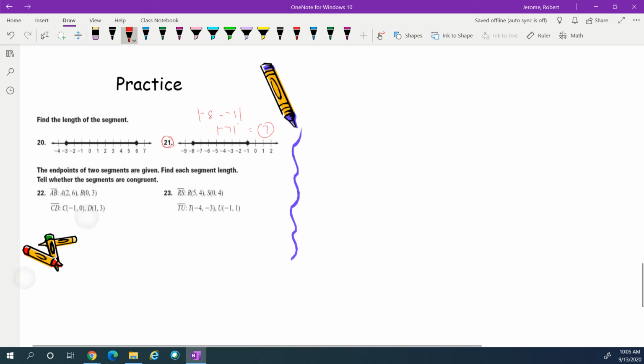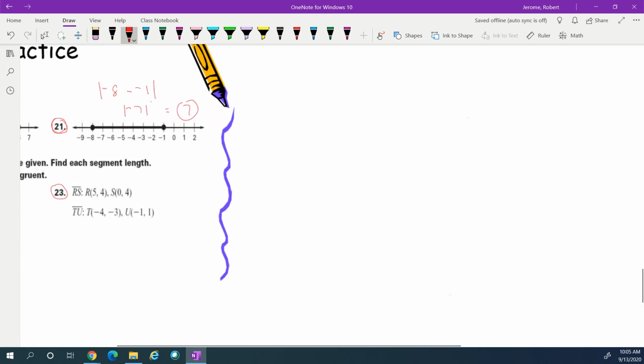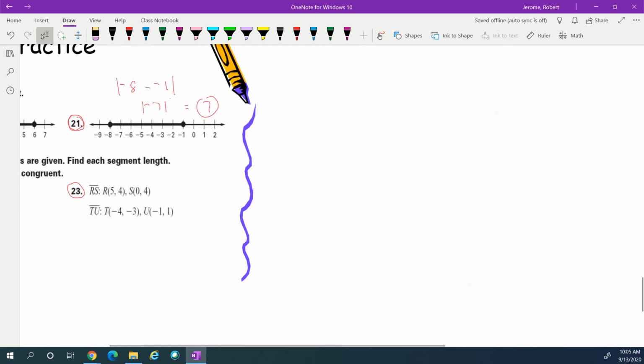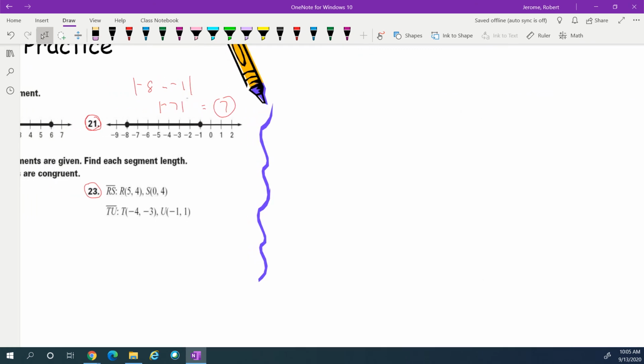So we're going to do number 23. And I'm just going to make this a little bit bigger so I have room to work. So let's work on RS. Instead of saying D, I'll write the formula out for us. So distance equals a big square root, x2 minus x1 squared, plus y2 minus y1 squared. Instead of having a D, I'm going to make it say RS because that's the segment I'm working on.